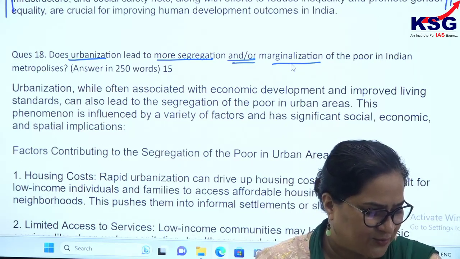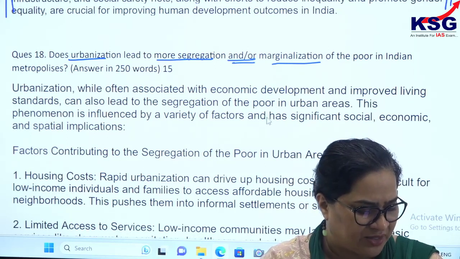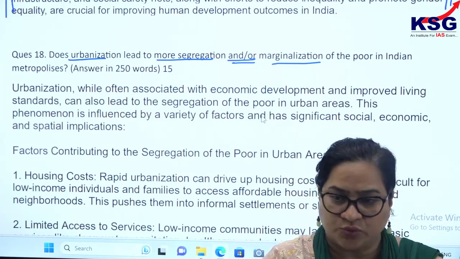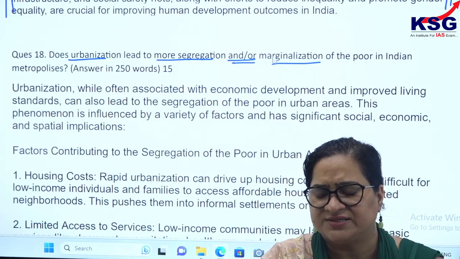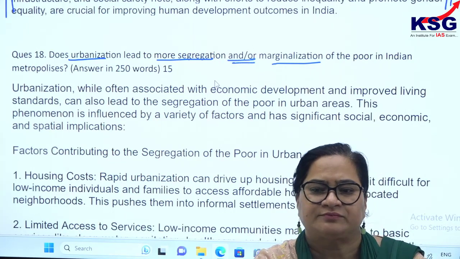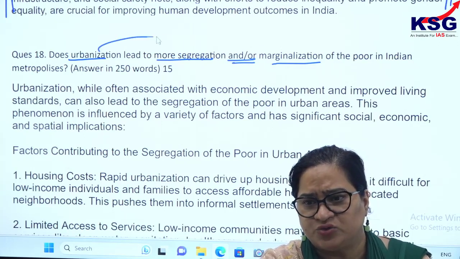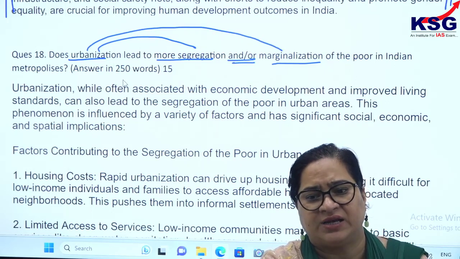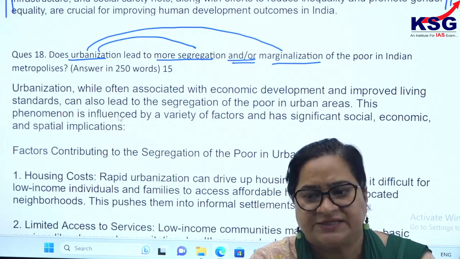All right. Now moving ahead to the last question. When we are talking about urbanization, greater segregation and marginalization of the poor in Indian metropolises, there are two parts of this question. First is urbanization leading to segregation, and second is urbanization leading to marginalization. And that is how I have prepared the material for all of you to reflect and read.